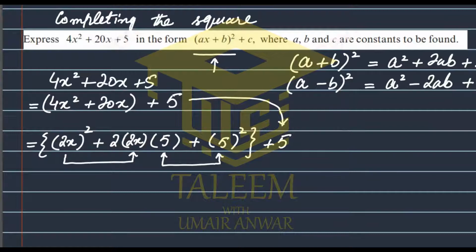Now, if I compare the given expression and the expression that I've written over here, there was a term of 4x square. I've also written a term of 4x square, but in a little different way. There was a term of 20x. I've also written a term of 20x. There was a plus 5. I've also written a plus 5.